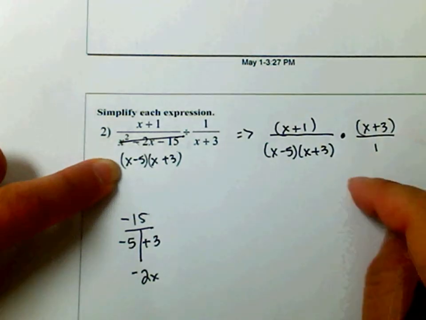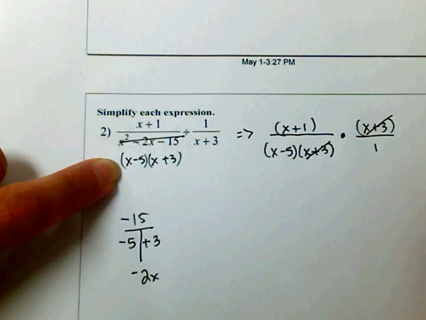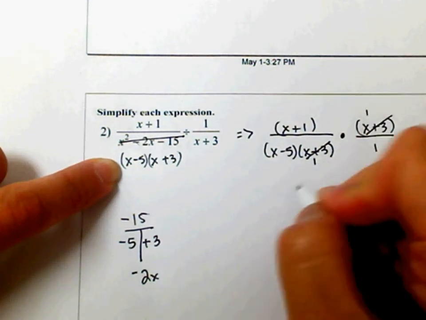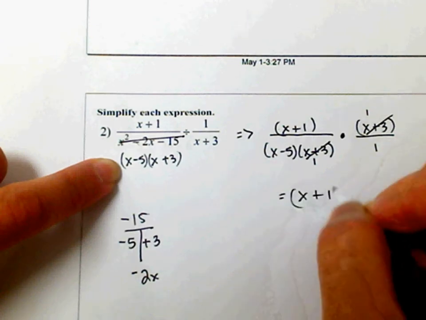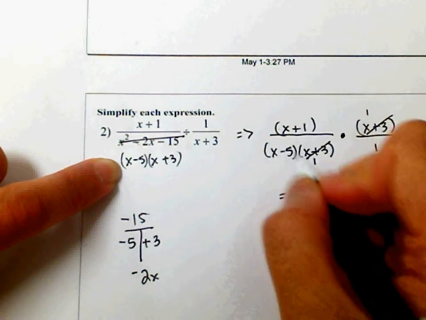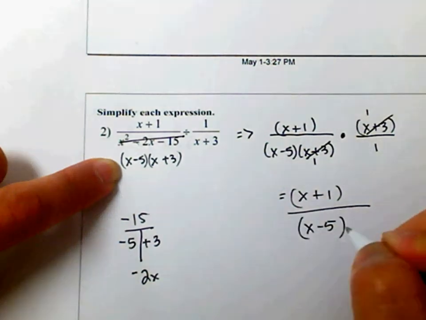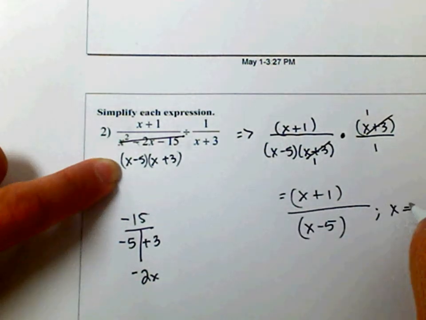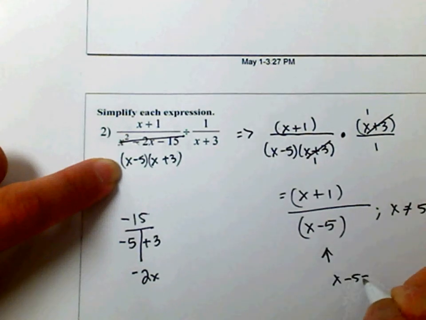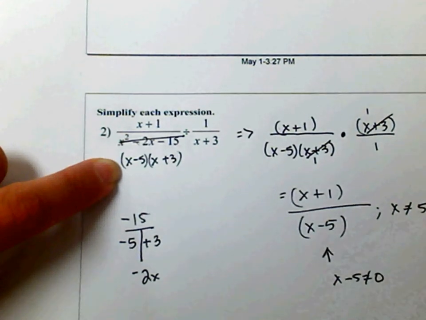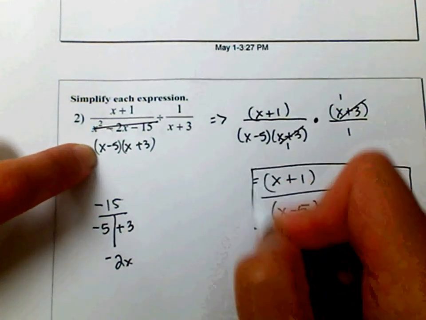Do you see anything else that you can cancel out? These two give you 1. Multiply across. X plus 1 times 1 is x plus 1. X minus 5 times 1 is x minus 5. And x cannot be 5. Set this equal to 0, and that's why x cannot be 5 when you solve for it. That's your final solution for number 2.